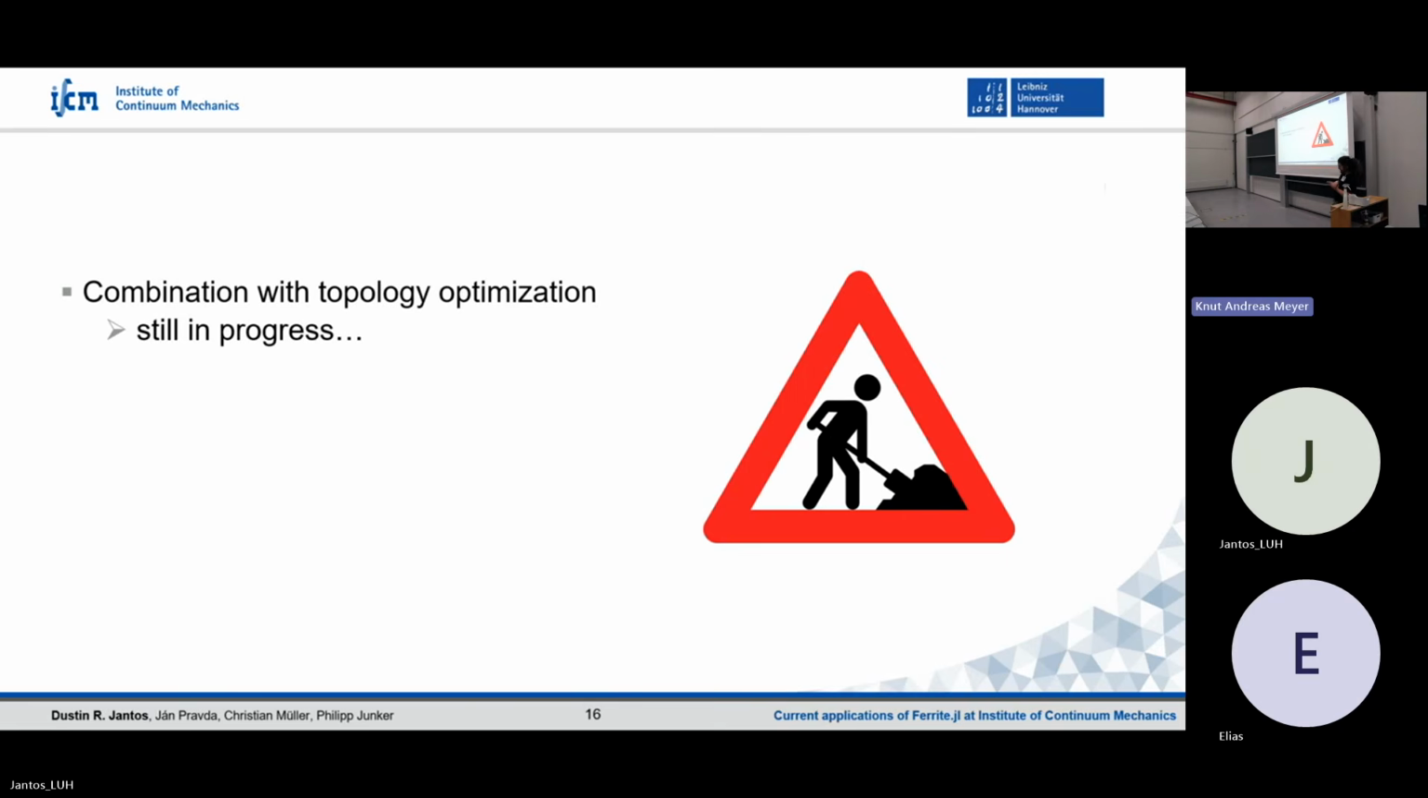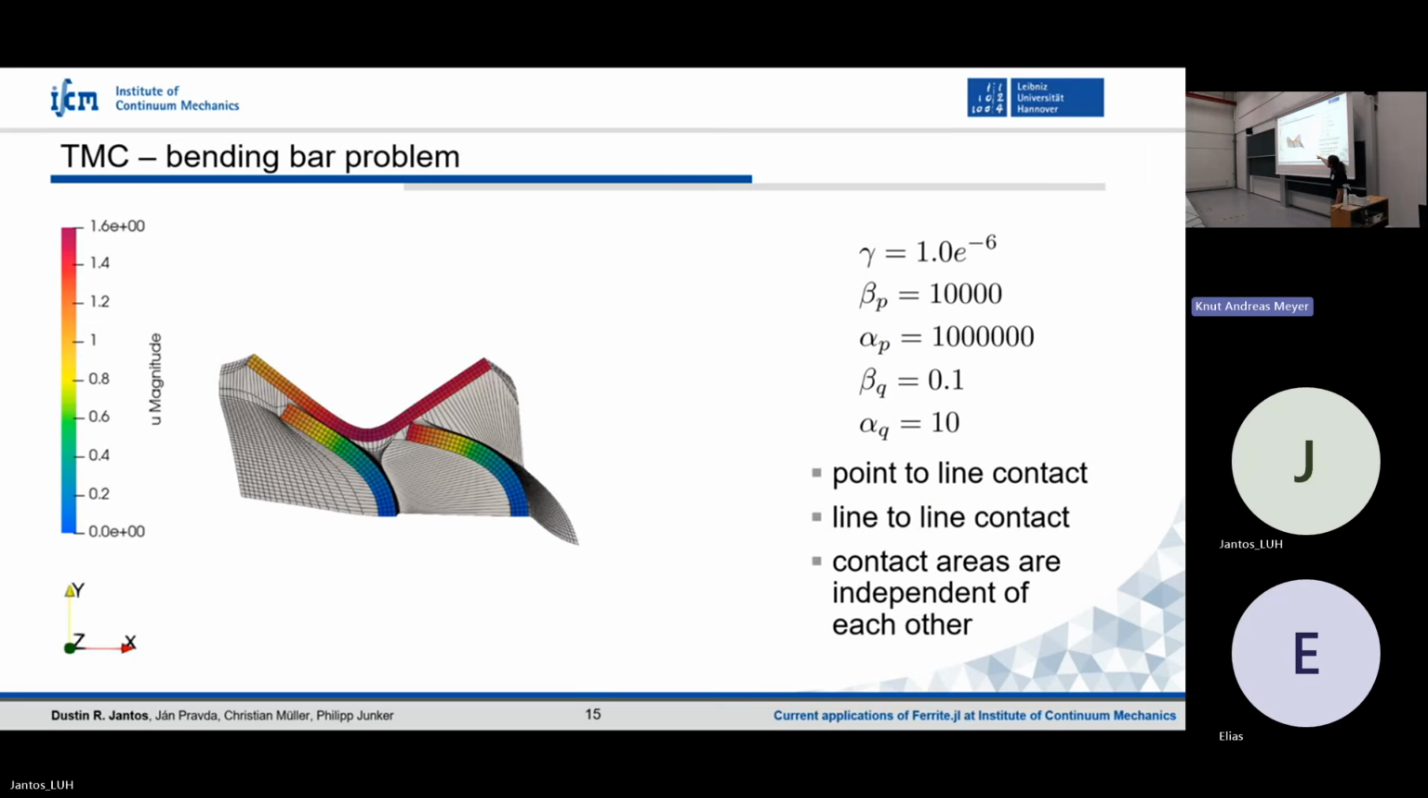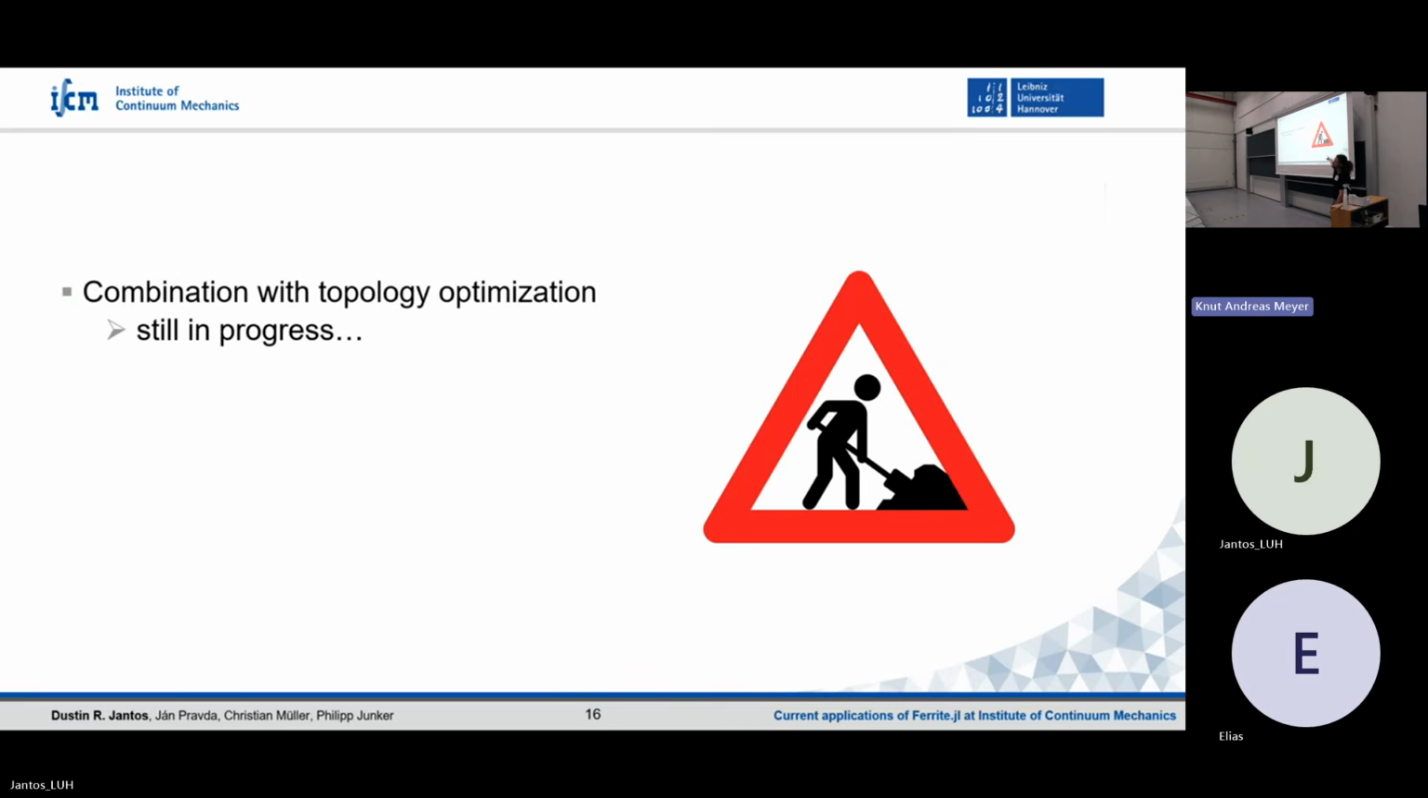The next step would be to not prescribe this, make this chi a design variable, and do the optimization. But we're still working on it. Actually, this problem is quite parameter dependent, so for the regularization we have to come up with some numbers. So I actually don't have any meaningful pictures for the optimization with self-contact, but we are quite confident that this will work.